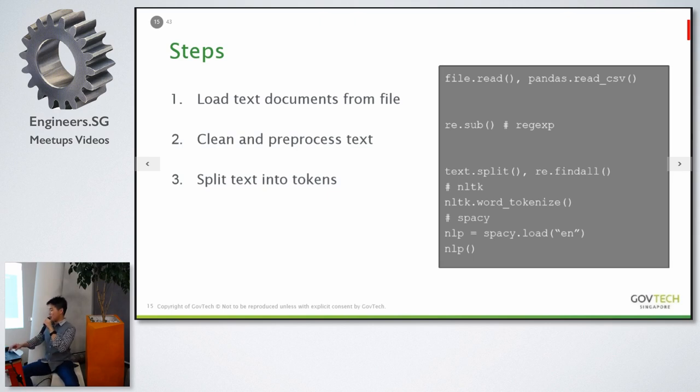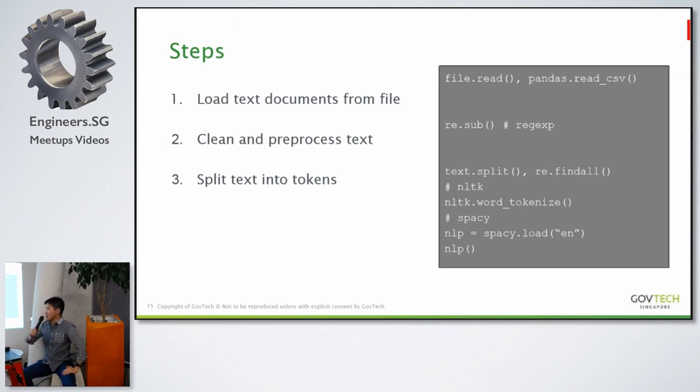So the steps to do topic modeling, I'll just briefly go through. And these are some of the tools that you can use to do the steps on the left. Basically, you load the text according to the file. Obviously, in Python, it will be with pandas and CSV. And then you do some text preprocessing. And most of the time, what you'll be using is the regular expression package, which is re. So you're just doing substitution to do some cleaning.